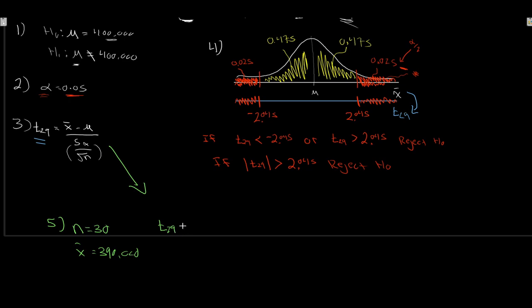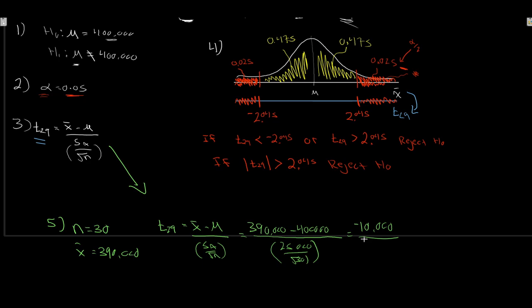So our T29 is going to be equal to x bar minus mu all over s of x root n. So again, 390,000 minus 400,000 all over 25,000 root 30. Okay, so that's negative 10,000 all over 4,564.3546. Which, once again, shouldn't be a big surprise. We knew what this answer was going to be. 2.19. Again, negative 2.19.